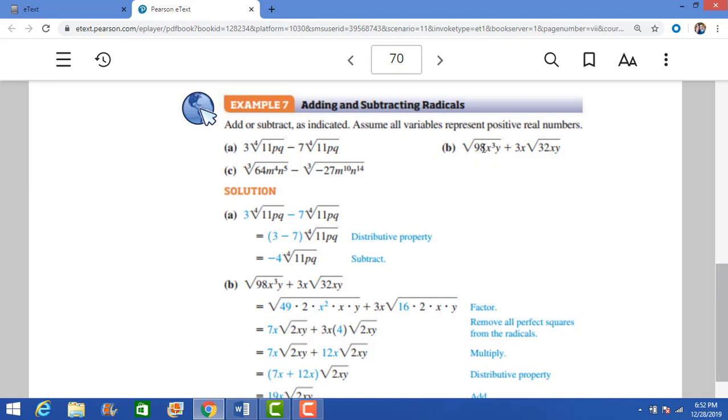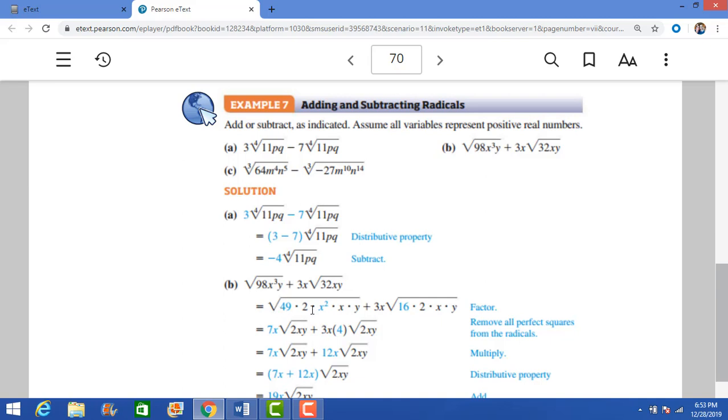So in this case here, if we factor this out, what are the different prime factors? Well, here we get 49 times 2. So if we factor this out, we get 49 times 2 times x squared times x times y. And this gives us a 3x, and this gives us 16 times 2 x times y. So there's a perfect square here, and there's a perfect square here.